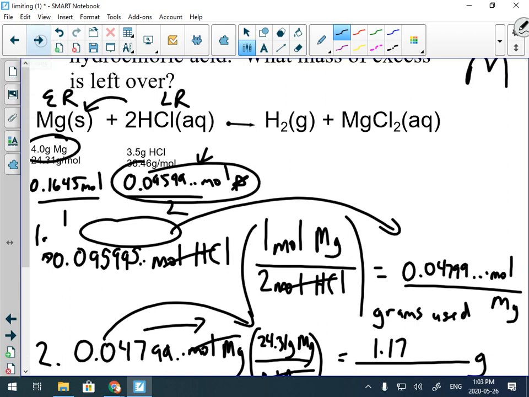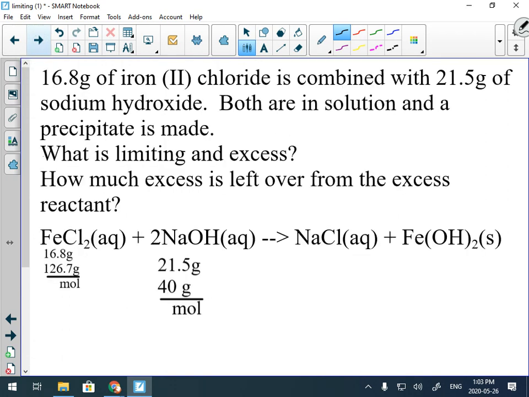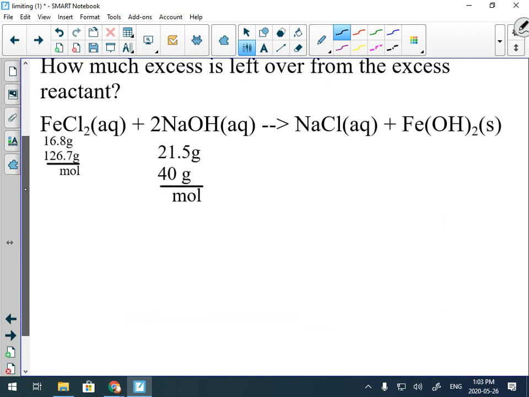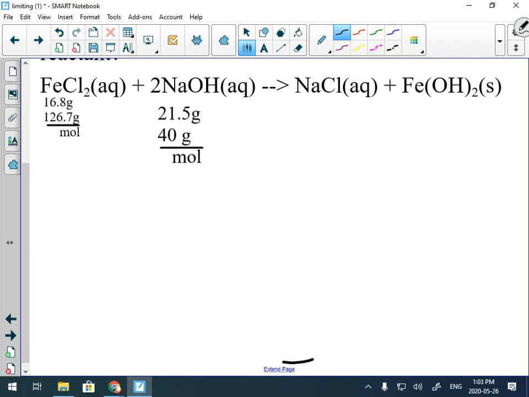Okay, all right. So let's try one more problem this way. So we've got iron chloride, and it's combining with sodium hydroxide. What's the limiting reagent, and how much excess is left over? So I'm going to do the exact same steps with a new problem. Okay, first, and I've already got the balanced reaction. I've got the molar masses.